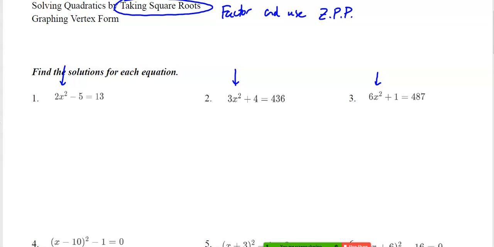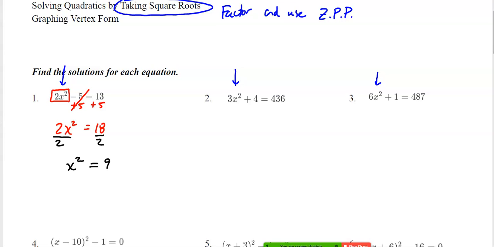So number 1, the idea is I want to isolate this x squared chunk, that whole term, so I'm going to get it by itself. I'm going to add 5 to both sides, and I'm going to get 2x squared equals 18. And then my next goal is to get x squared by itself, so I'm going to divide by 2. So right now it's pretty much just like normal algebra.